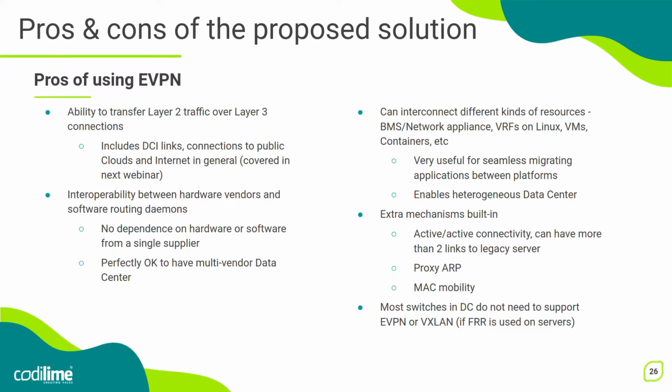What we also showed in the demo is that we can interconnect different kinds of resources. So BMSs, network appliances such as firewalls, logical interfaces on Linux, virtual machines, containers, all can communicate at layer 2. And this can be quite useful in scenarios when we need to migrate an application from one platform to another. So for example, from bare metal servers to virtual machines, especially if it is required for this layer 2 connectivity to be available there during the migration.